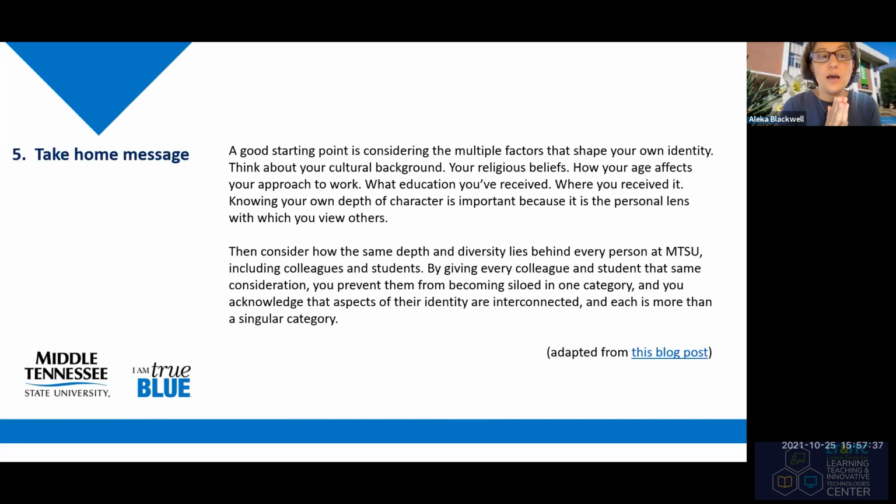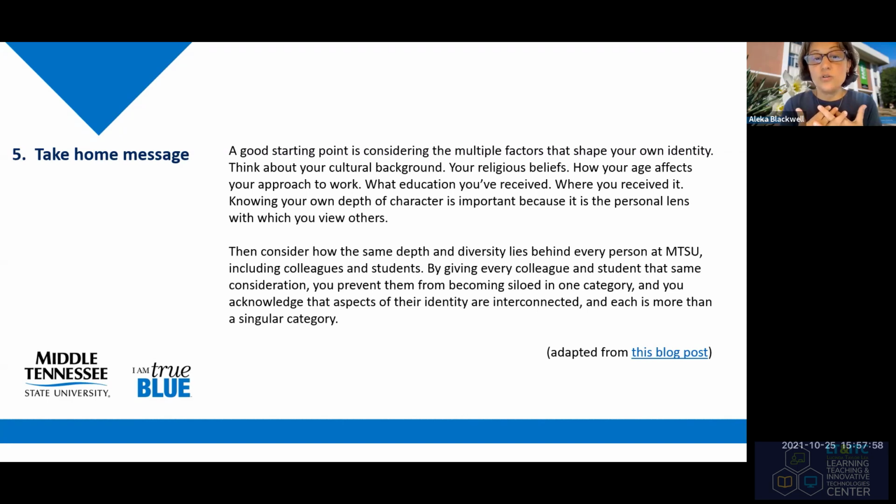And then just to wrap it up, our take-home message is that a good starting point is considering the multiple factors that shape your own identity. Think about your cultural background, and we haven't spoken about religion, but your religious beliefs are also part of your cultural identity. How your age affects your approach to teaching, what education you received, and where you received it.